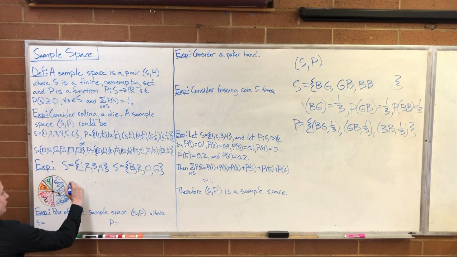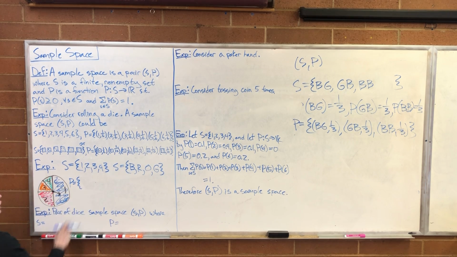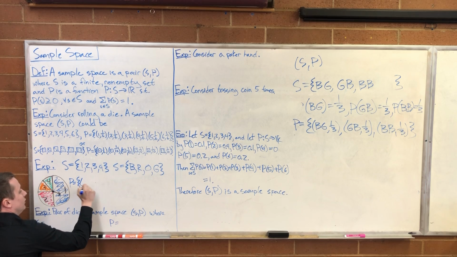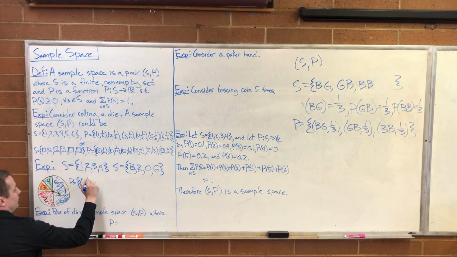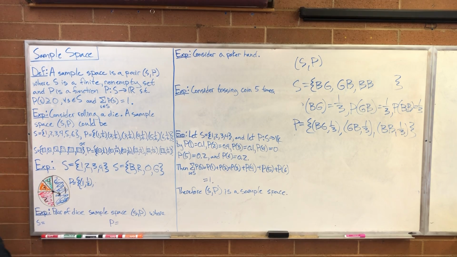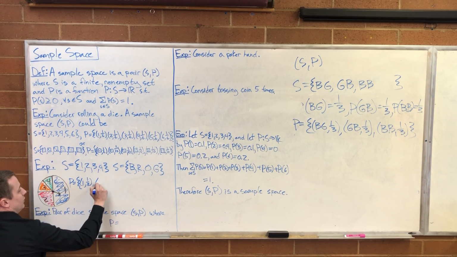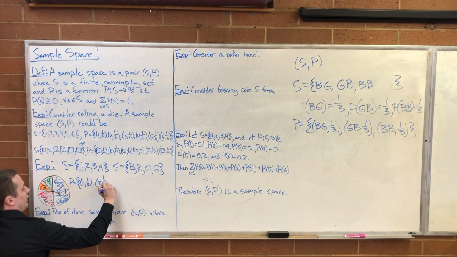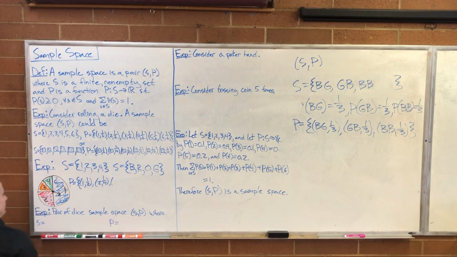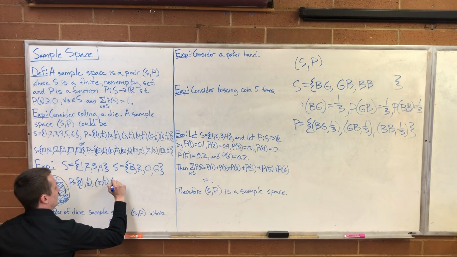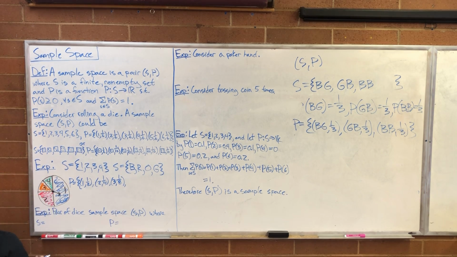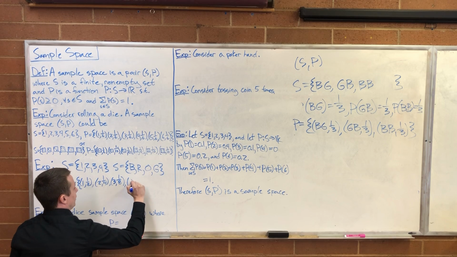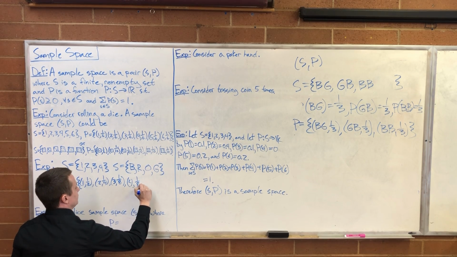Now, what's a probability function that we might use? Using this as our sample space: 1 pairs with 1/2. Yeah, that looks like it's about 1/2, right? 2 pairs with 1/4. Yeah, that looks like it's about 1/4. 3 pairs with 1/8. And 4 also pairs with 1/8.